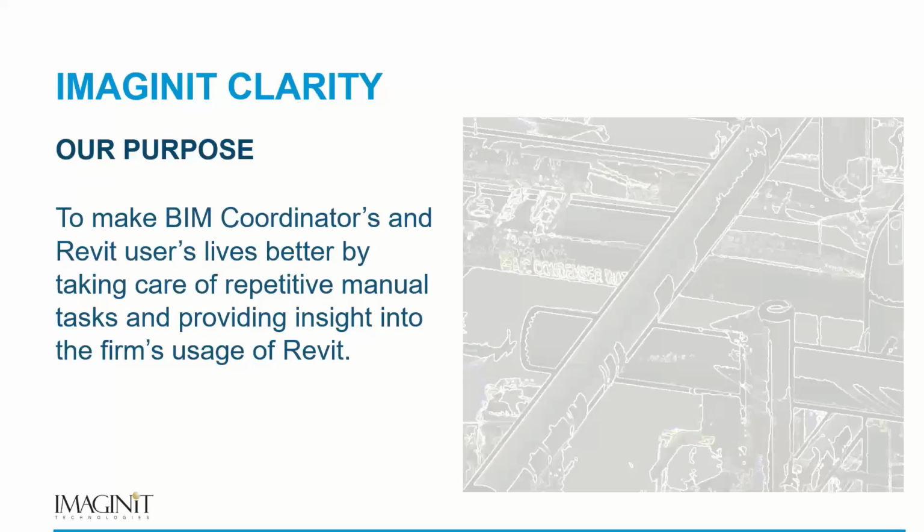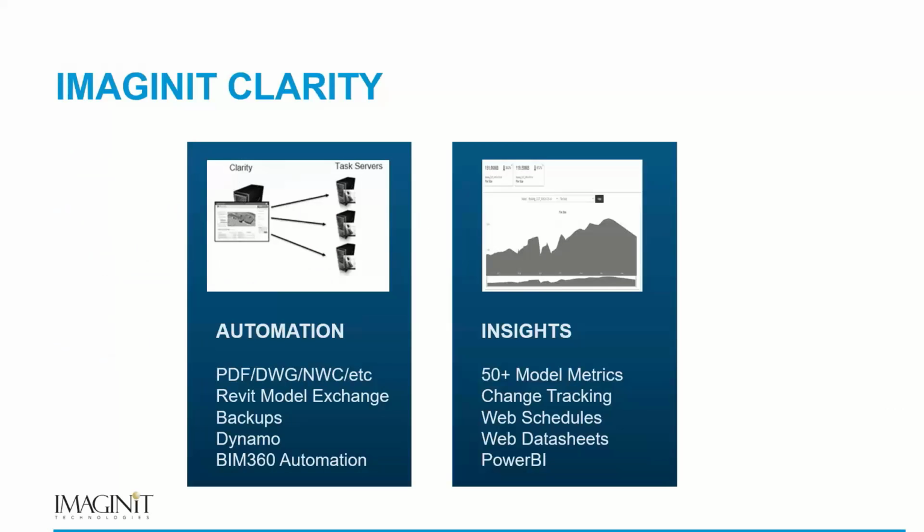As we look back at the history of IMAGINiT Clarity, which goes back to 2011, we wanted to make BIM coordinators' and Revit users' lives in general better by looking at all of the manual repetitive tasks that we can take off of your plate and just handle for you, so that you can focus on the real meaningful design work that needs to be done and not spend your time on repetitive manual grunt work.